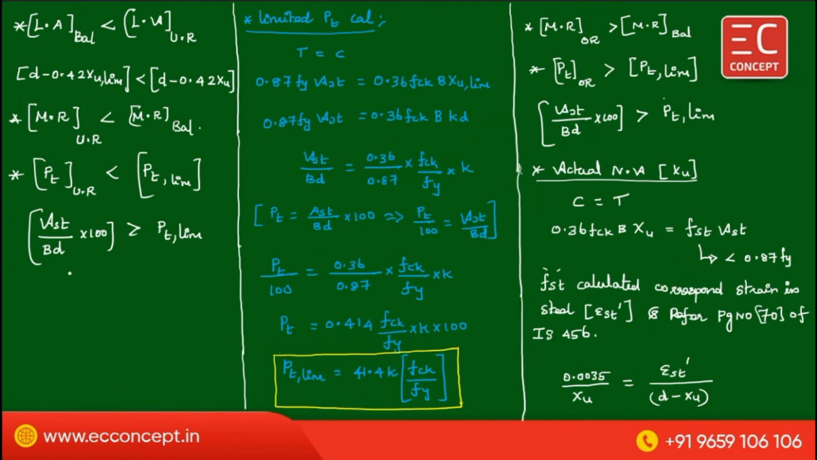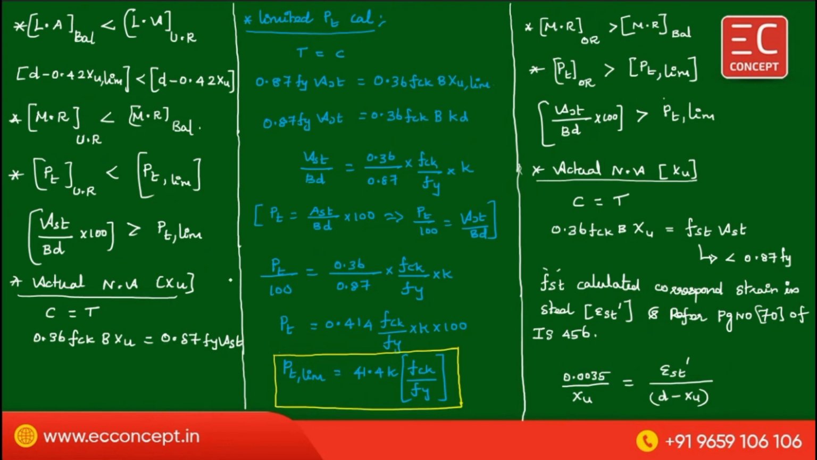Now, the actual neutral axis calculation. That is Xu, the same formula which was used before. C is equal to T. What is C? 0.36 Fck B into Xu, which is equal to 0.87 Fy Ast here. So from that you will get Xu.